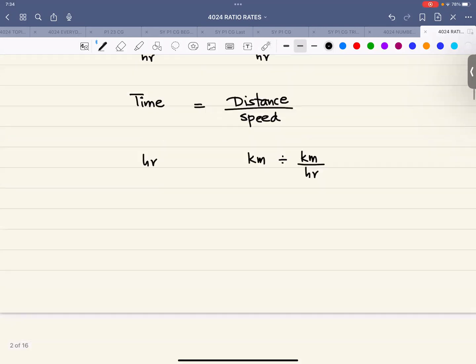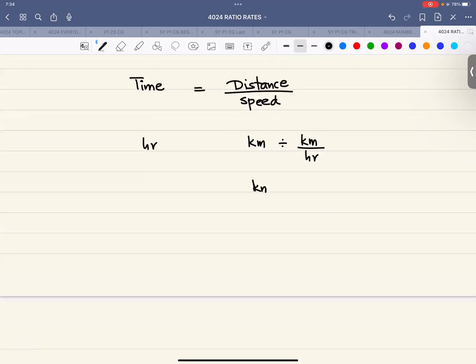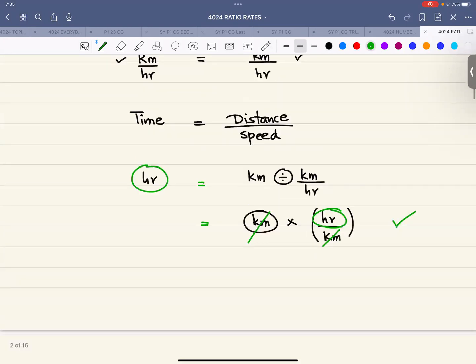So when we do the division, what happens? Kilometer on the left remains at the top. The division sign changes into multiplication. Hour goes up, kilometer comes down. Again, we can do the cancellation. We are left with an hour on the left and an hour on the right. Again, this formula is correct.